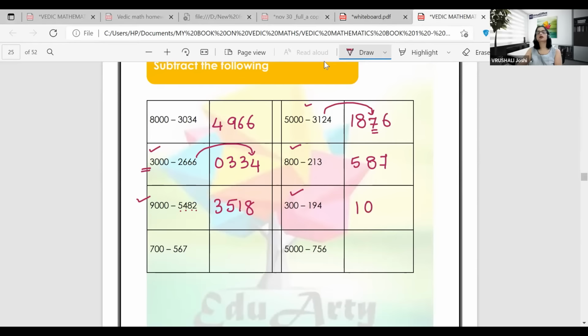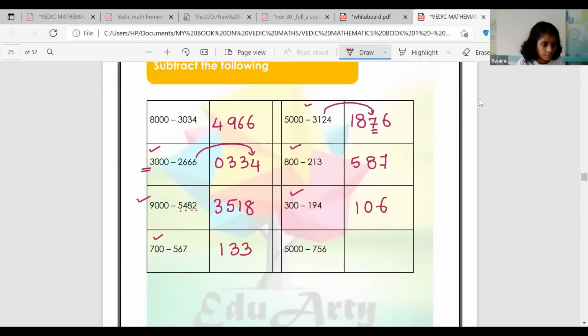Okay. Next, who is there? Very less people. Swara, can you answer 700 minus 567 quickly? Yes, 133. Priyanshi, can you answer 5,000 minus 756? Oh, let's add one number here. So let's make it 5,000 minus 1756, because the sum doesn't suit the category that we are doing, so we will change the sum.